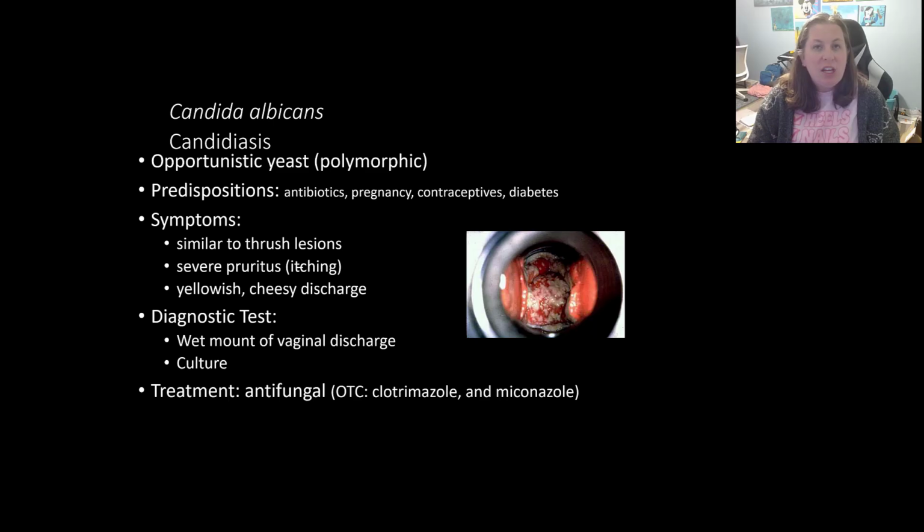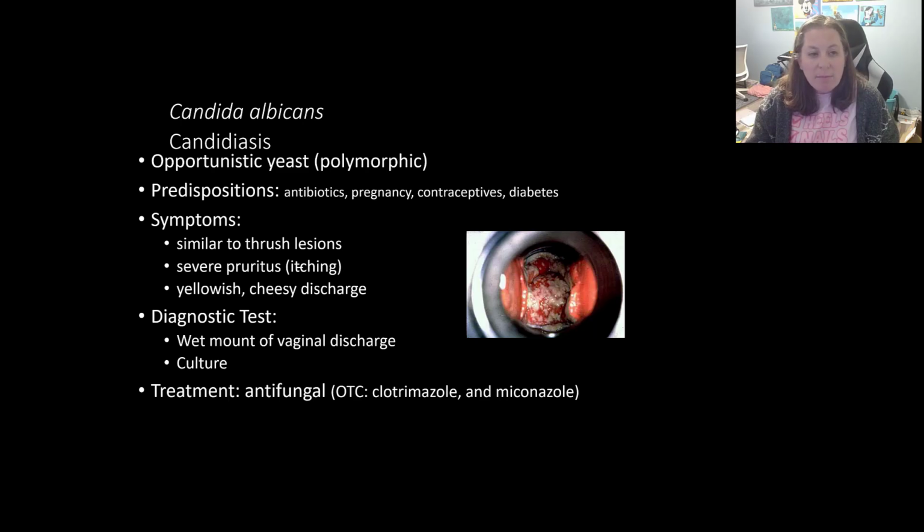We do see that if you are on antibiotics, you are predisposed to this because, again, removing your normal flora would cause this fungus to start to grow more. Pregnancy also increases your risk, as do contraceptives and being diabetic. Symptoms are going to be similar to thrush lesions that are found in the mouth. They're just found in the vagina area or in the urethra in males. It does cause severe pruritus, which is itching. There is also a yellowish, cheesy discharge that occurs.